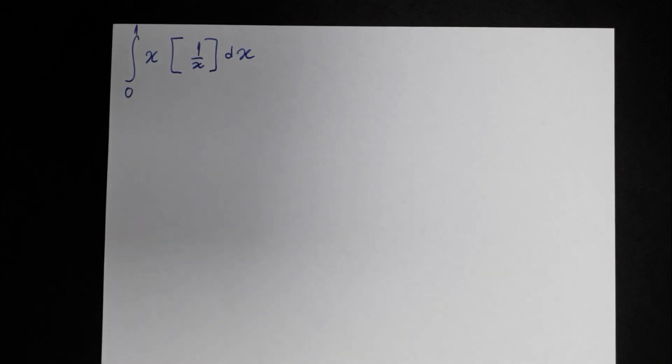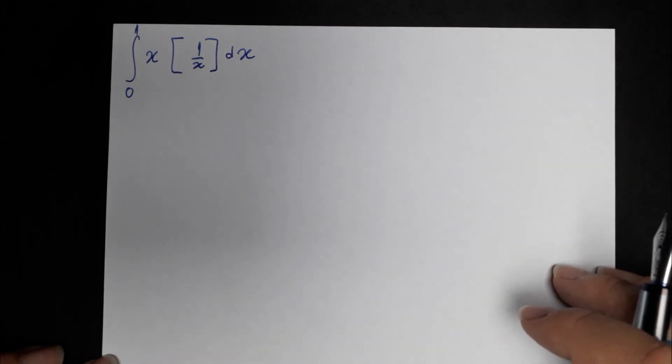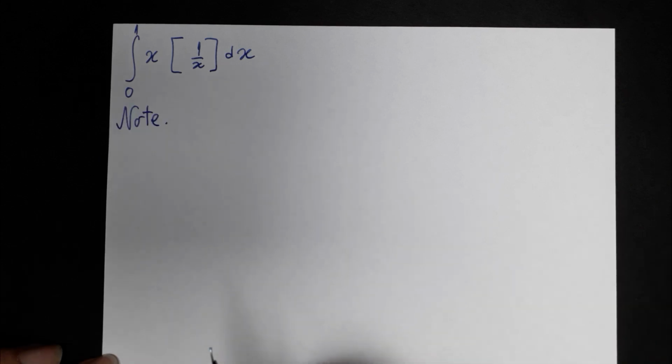Okay, let's solve this integral from 0 to 1 of x times the floor function of 1 over x dx. I want to make a little note here. Depending on the literature you use, the floor function can have a different notation.